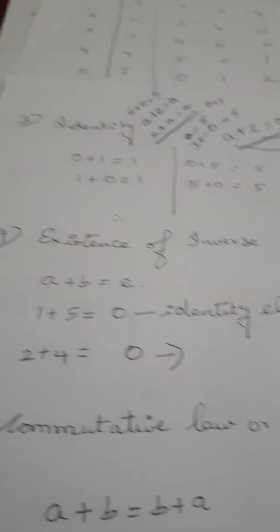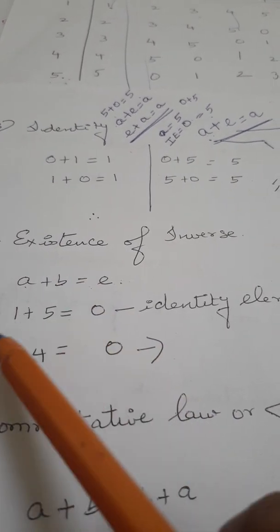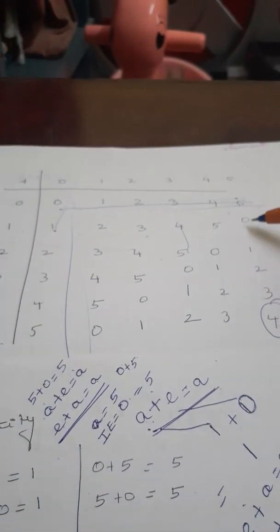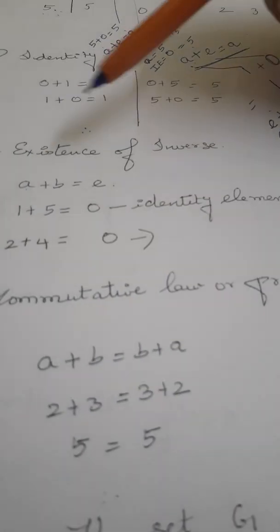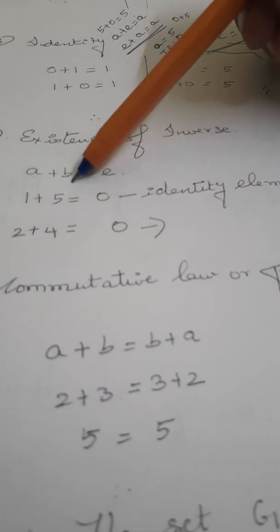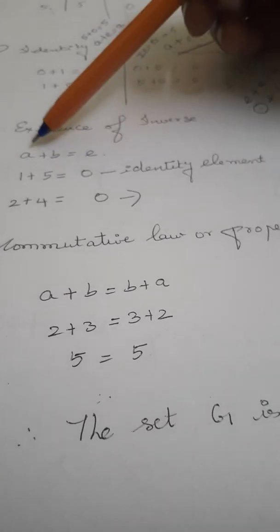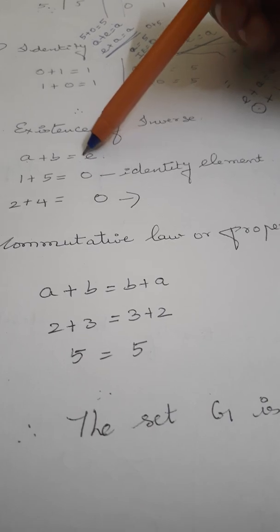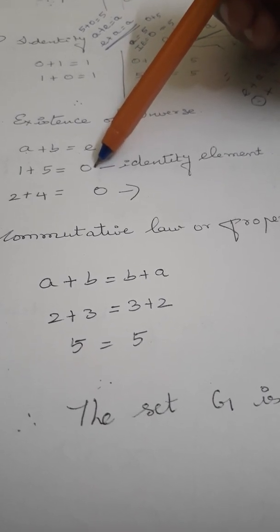Okay, so I'm taking A as 1. So its inverse is what? 5. So next I have to look at the table. 1 and 5. It's what? 1 plus 5 is 0. So the answer is 0. So A plus B, my answer should be an identity element. Okay, this is the formula. A plus B is equal to the identity element. So for addition my identity element is 0. So it's satisfied. Okay, so take the next example.